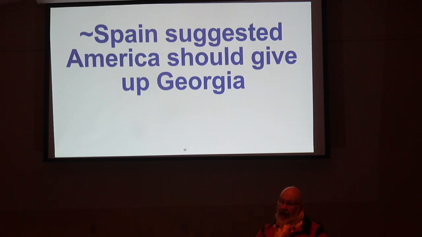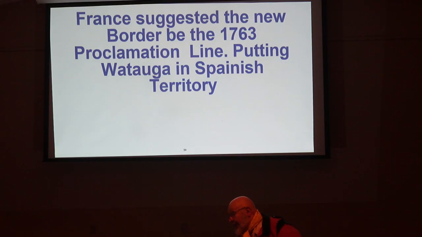And part of this, you have to realize, most of this, the Americans were not privy to. They did not know any of this was going on. Spain suggested America should give up Georgia. Now, the people in Georgia probably would not have been happy with that, but the Spanish wanted Georgia because that would have given them a buffer between either English America or an independent America.